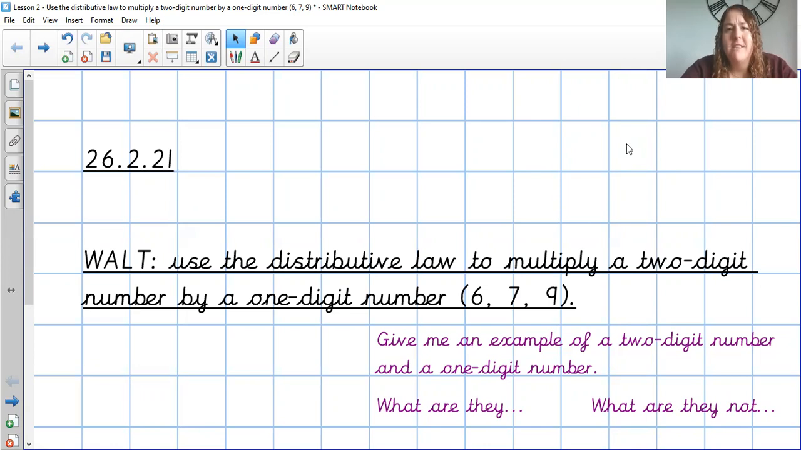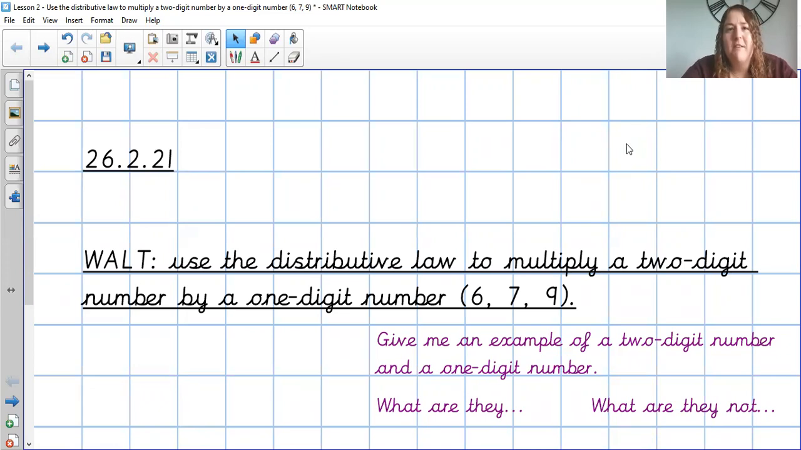And while the WALT seems quite complicated today, I can assure you it's not too bad, and hopefully we can use the learning that we did yesterday. So we are learning to use the distributive law to multiply a 2-digit number by a 1-digit number. And we're going to use the 6, 7, and 9 times tables as our focus today.